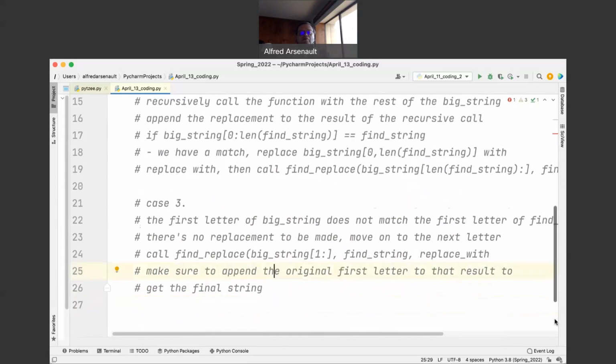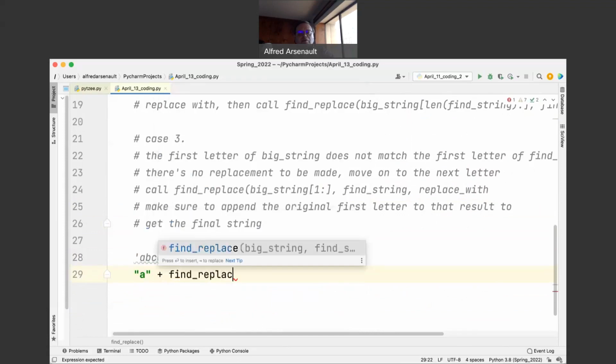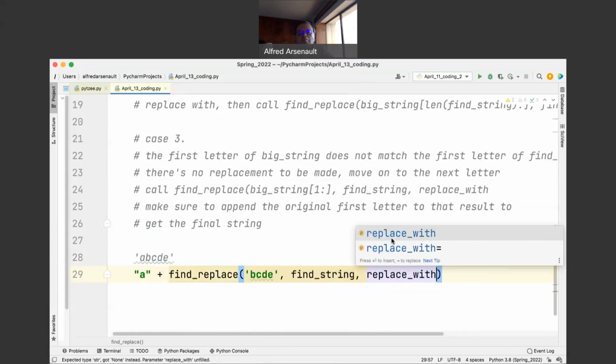When I say append the first letter, most of you I think understand this, but all this means is if I have the original string A, B, C, D, E, what I want is to append the string A concatenated with the result of find replace B, C, D, E, find string, replace with. Make sure you do that concatenation.